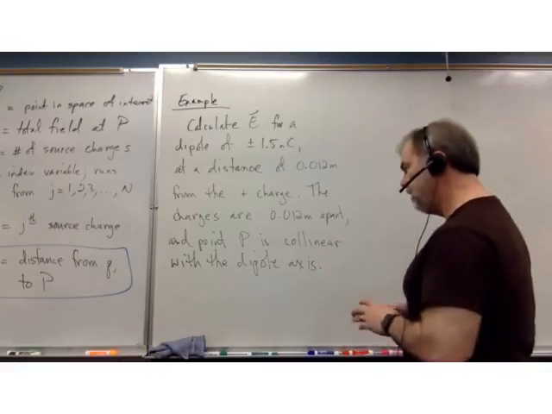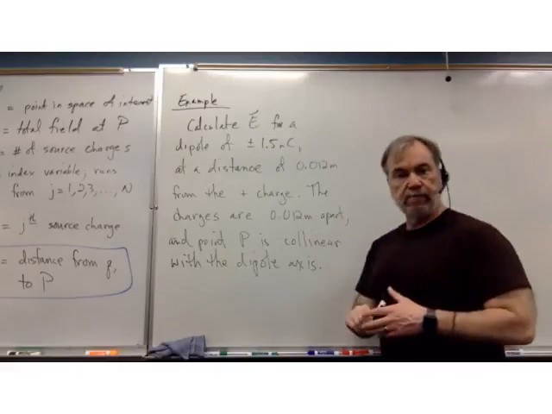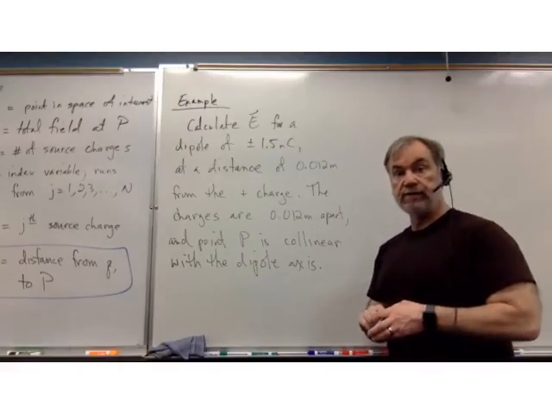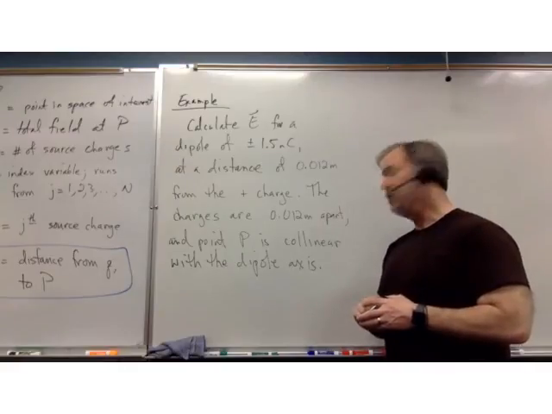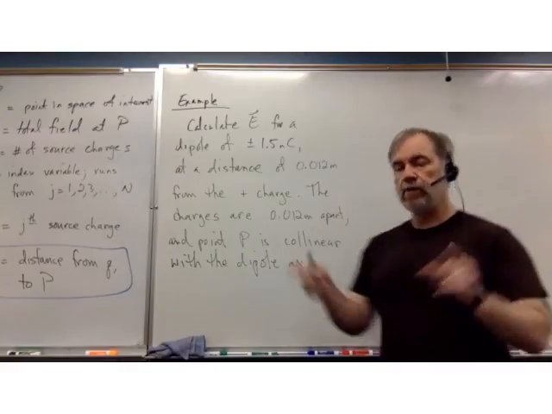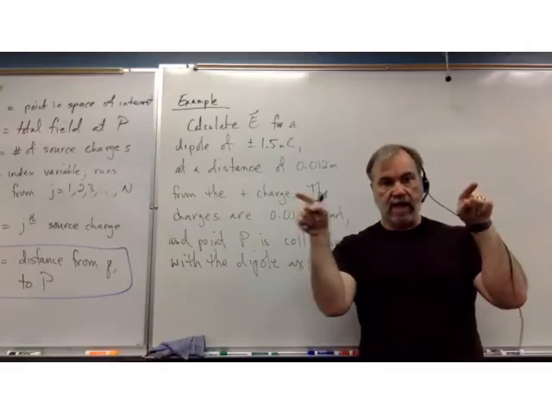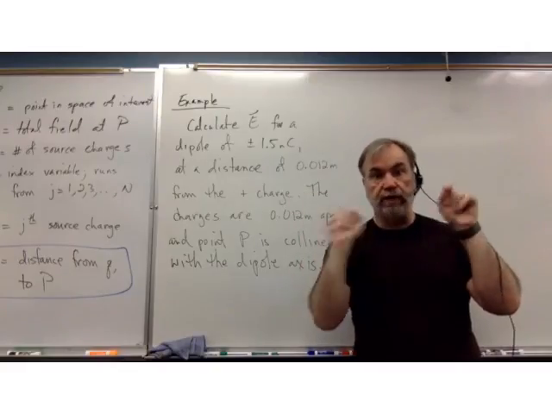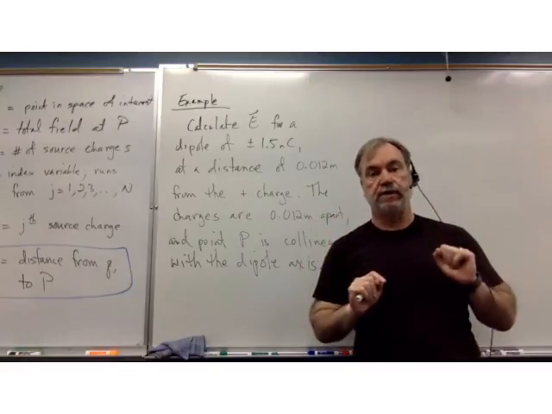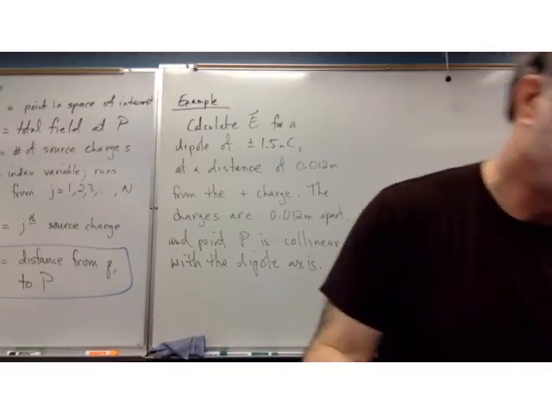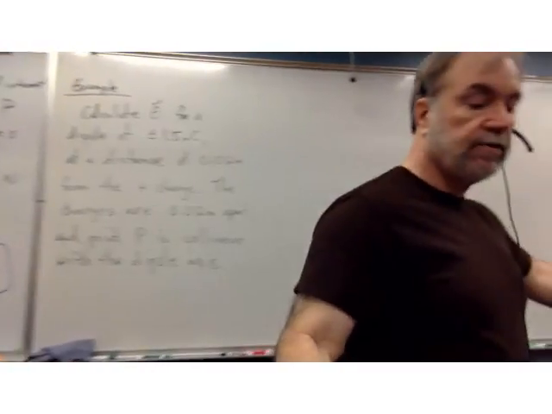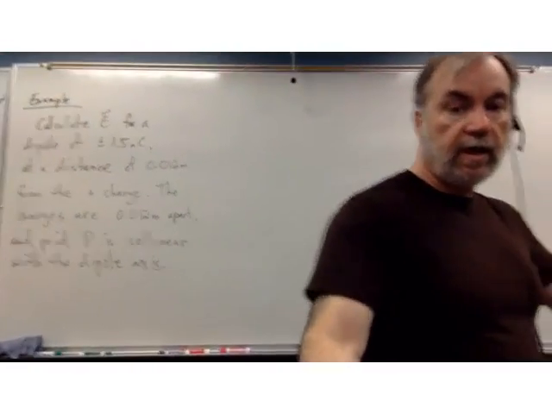All right, and anyway, so the point P, remember P represents the point in space where we want to calculate the field. That point is actually collinear with the axis of the dipole. What's the axis of the dipole? Well, you got two charges, and so the axis is this imaginary line joining the positive and negative charges. Okay, so what that all boils down to is, and I didn't say this, and I'm tired of writing, so I'll just put it here.